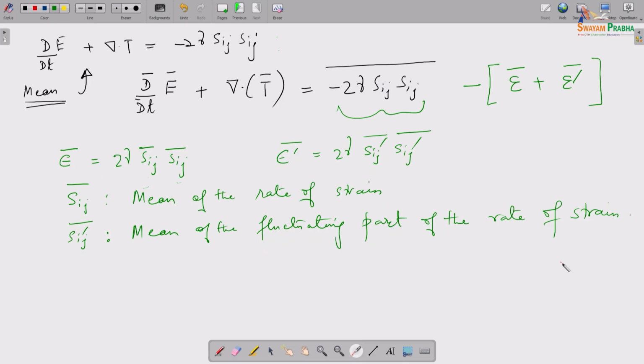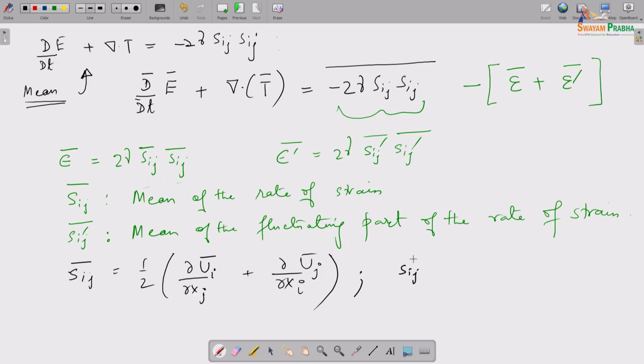Okay, now, if I may write this again actually, this is the rate of strain, which is nothing but this, and the mean of the fluctuating part of the rate of strain again is nothing but that.